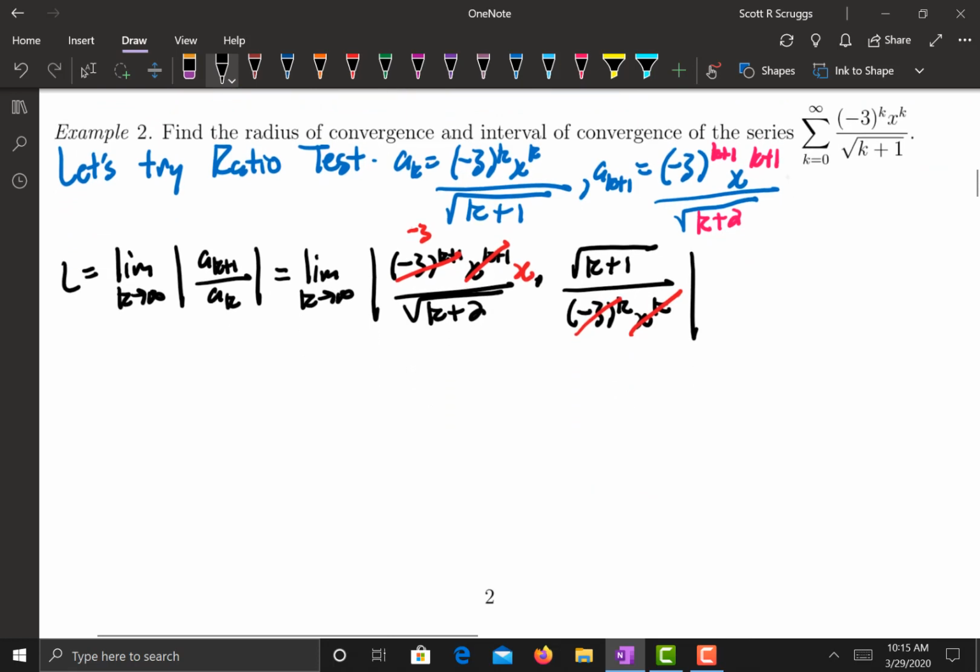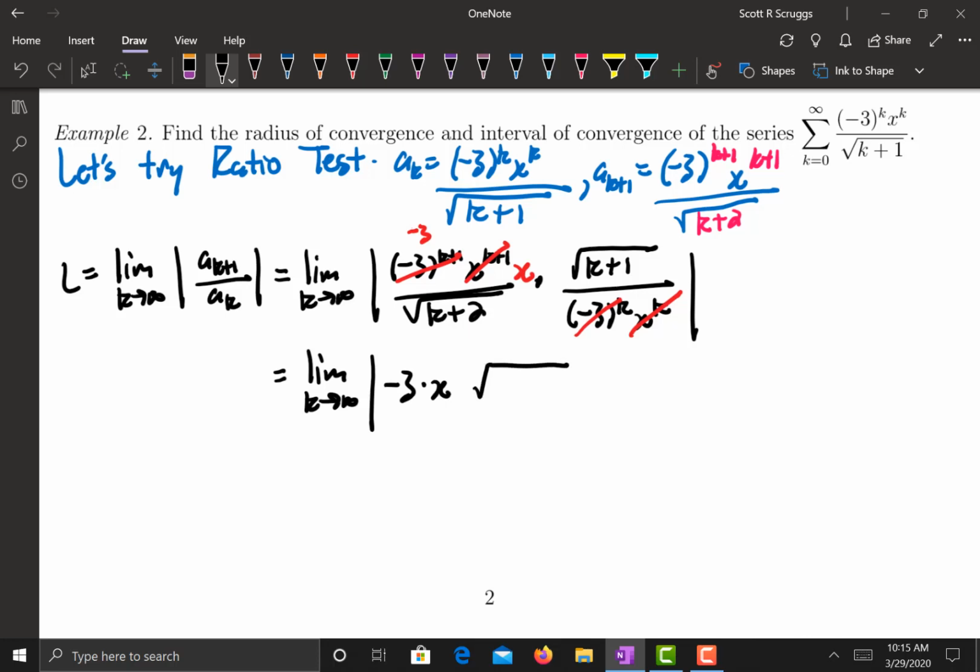So let's clean up. I have the limit as k goes to infinity of negative 3 times x times the square root of k plus 1 divided by the square root of k plus 2. Now, keep in mind that I'm taking the limit in k. I'm not taking the limit in x.